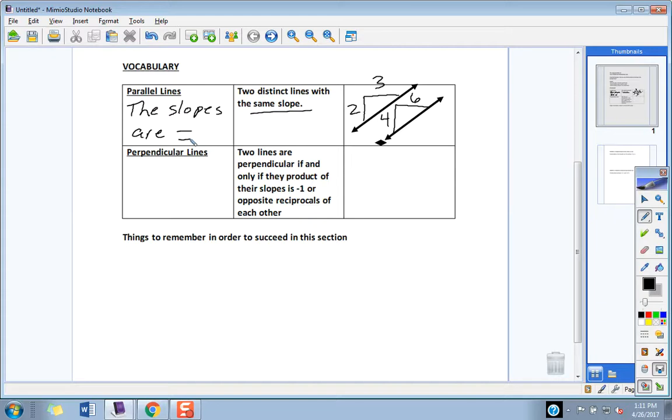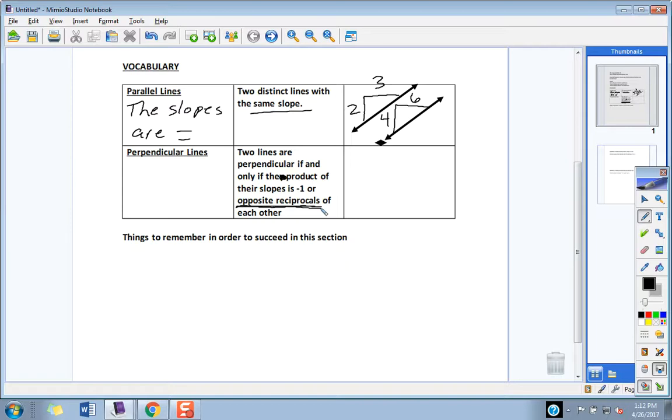All right. Perpendicular lines are two lines that are perpendicular if and only if the product of their slopes is -1. We haven't talked about that much, but we know the relationship for perpendicular lines from previous sections. What's true of their slopes if they're perpendicular? How are they related to each other? They are opposite reciprocals. Good, Maddie.